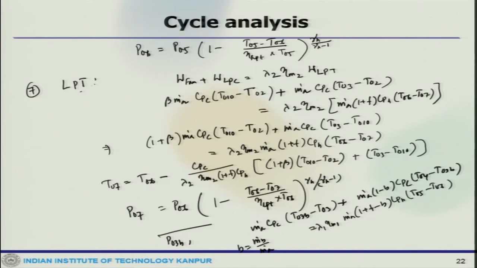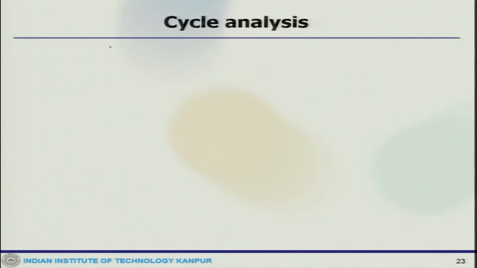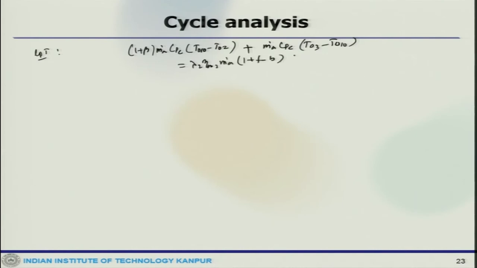Moreover, such a bleed has its impact on the energy balance of the low pressure spool, and the air passing through the low pressure turbine is also now reduced. That means in the LPT section, (1 plus beta) m dot a CPC (T010 minus T02) plus m dot a CPC (T03 minus T010) equals lambda 2 eta M 2 m dot a (1 plus f minus b) CPH (T06 minus T07). So, if there is a bleed, then the whole analysis between those stations has to be changed.